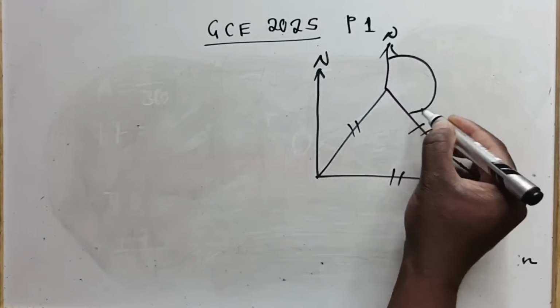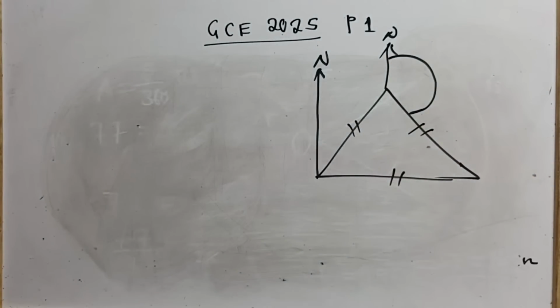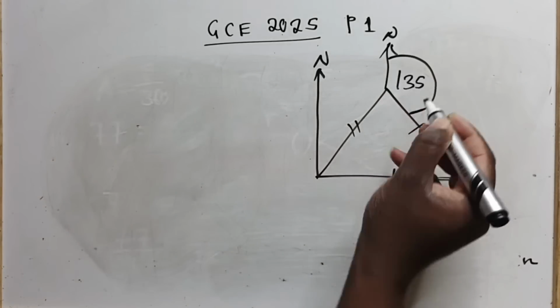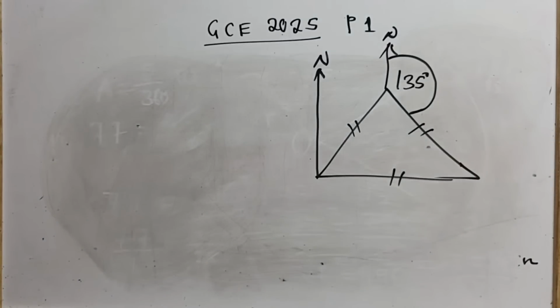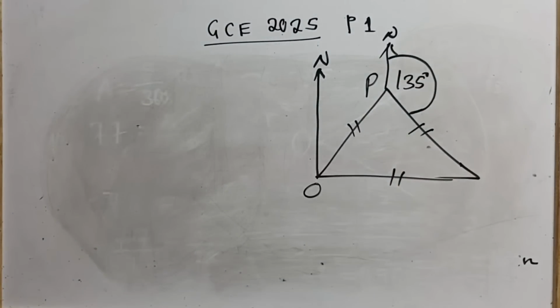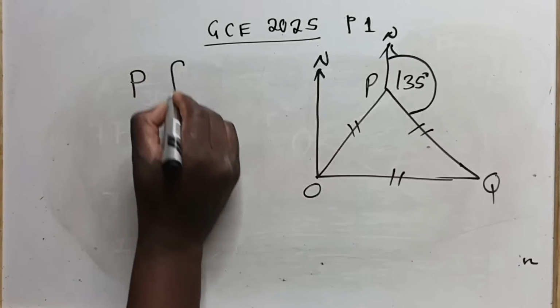And they give us an angle here, which is 135. So they've given us 135 degrees. For the first question here, they're saying, find the bearing of P. So remember, P is here, and here there is O, here there is Q. So they're saying find the bearing of P from O.